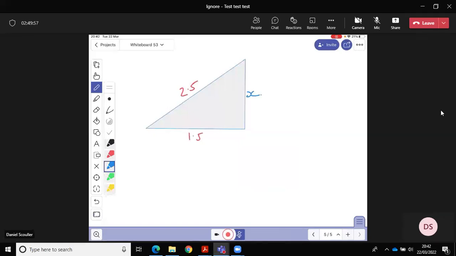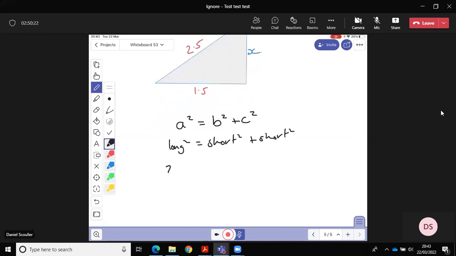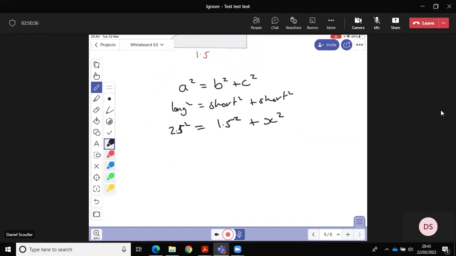So that's our start point. When we're looking at chords, we're looking at creating that right angle triangle. We just use Pythagoras again. This time we're looking for a missing side, so we're missing a short side. Remember, that's long squared equals short squared plus short squared. Long squared is your 2.5, that's your hypotenuse, equals 1.5 squared plus our missing side, which is x squared.